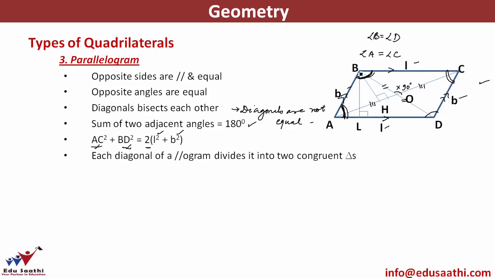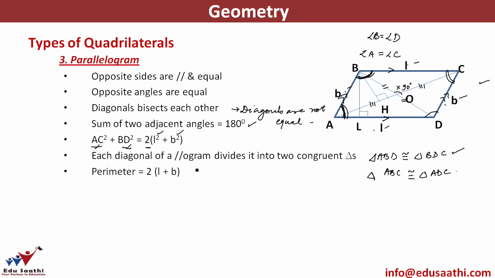If I look at BD as the diagonal, triangle ABD and triangle BDC would be congruent. Very simple reason, because the opposite angles are equal, opposite sides are equal, opposite sides are parallel, so it will be dividing into two triangles which are congruent. Similarly, if I talk about AC as the diagonal, triangle ABC will be congruent to triangle ADC. The two triangles that you will get would become congruent.